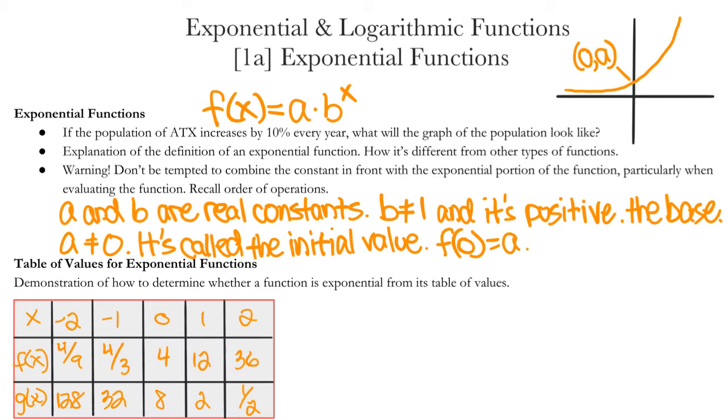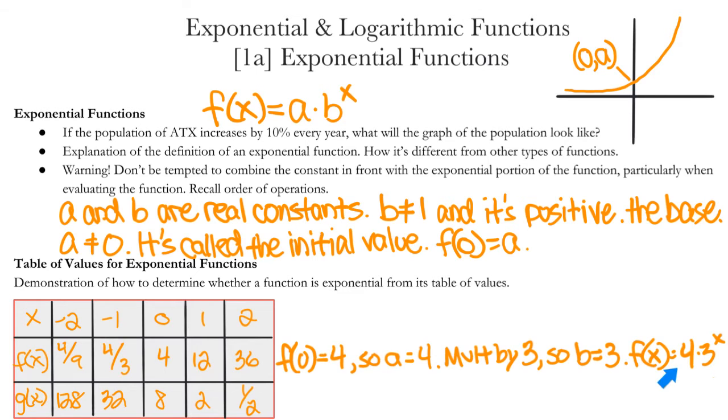Now let's figure out what a is. Remember, a is the value that when you plug in 0 for x, you get a. And notice for f of x, that's 4. So based on the model above, f of x can be written as 4 times 3 to the x.